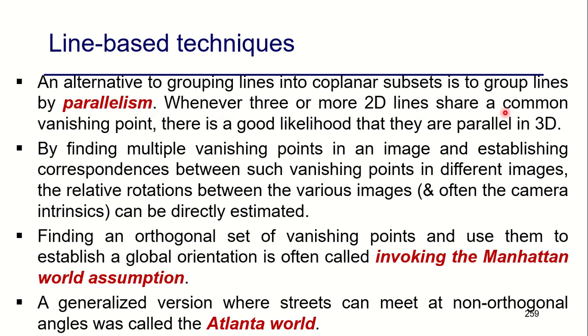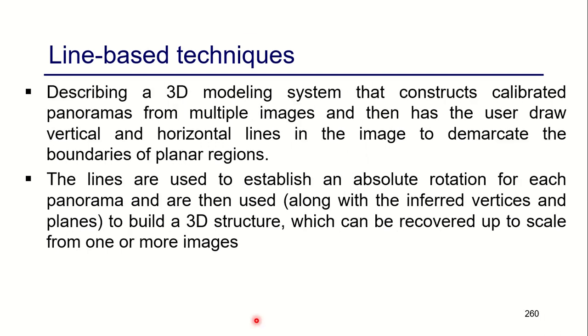Whenever 3 or more 2D lines share common vanishing points, there is a good likelihood that they are parallel in 3D. By finding multiple vanishing points in an image and establishing correspondences between such vanishing points in different images, the relative rotations between various images can be directly estimated. Finding an orthogonal set of vanishing points and using them to establish a global orientation is often called invoking the Manhattan world assumption. A generalized version where streets can meet at non-orthogonal angles is called the Atlanta world.